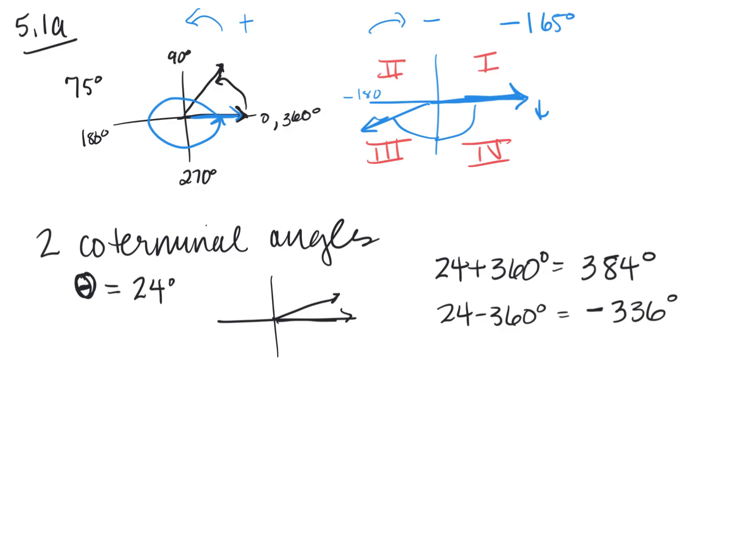So when you do two coterminal angles, you want to do a positive one and a negative one. Okay? Questions about that? We're good? We can handle that? All right, what's the next thing on the notes?